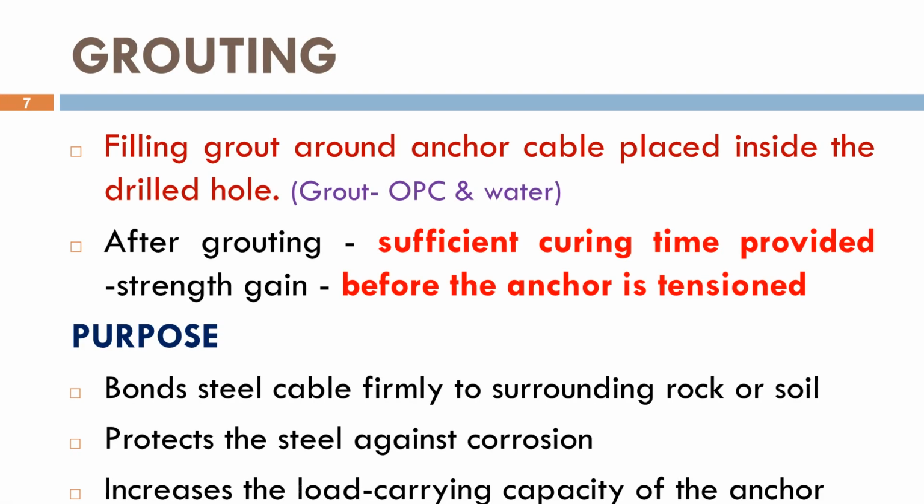Let's now discuss grouting, which is one of the most important steps in cable anchoring. Grouting is the process of filling the space around the anchor cable with a mixture of ordinary Portland cement and water. After grouting, sufficient curing time is provided before stressing the anchor, so that the grout develops the required strength. Grouting performs several important functions. It firmly bonds the steel cable to the surrounding soil or rock, protects the steel from corrosion, increases the load-carrying capacity of the anchor, and fills any voids that may allow groundwater seepage. In simple words, grout acts like a strong adhesive that firmly locks the anchor into the ground.